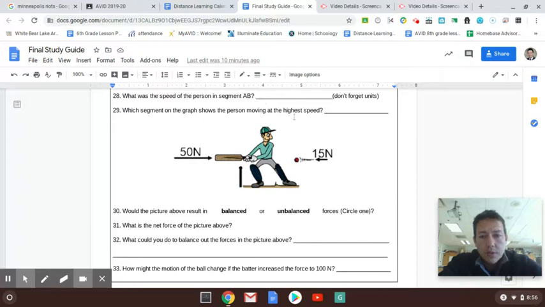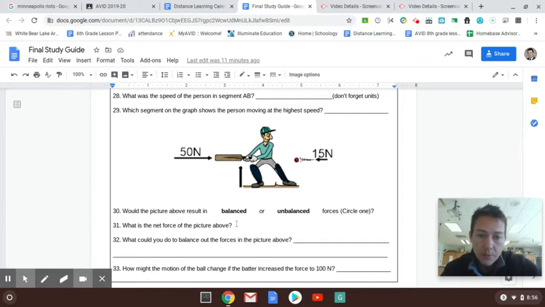30, this is with a cricket batter here. It says, would the picture above result in balanced or unbalanced forces? Circle one. Balanced forces mean that the opposing forces are equal and opposite. So in other words, 10 on this side, 10 on this side. In this case, we have 50 on that side and 15 on that side. So it looks like they're not the same, therefore they're called unbalanced forces.